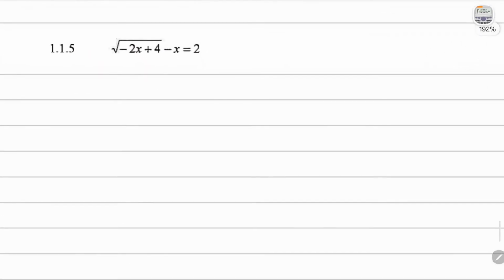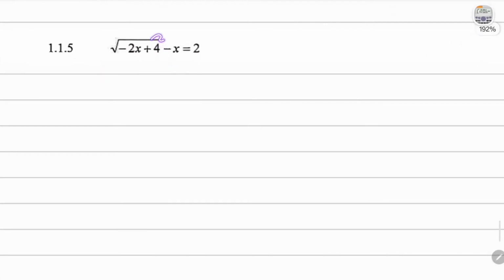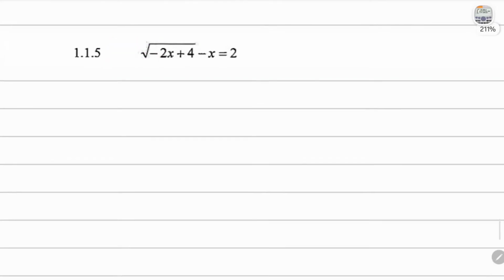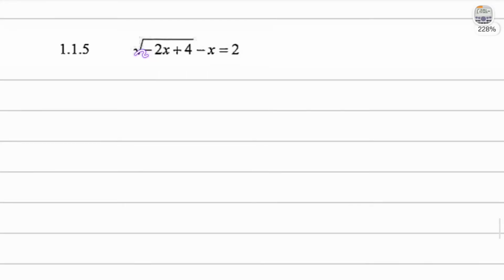Question 1.1.5, we are given an equation and you can see that there is a surd in this equation and we need to solve for x. Okay, so straight away we can see the major problem here would be this surd. We need to get rid of it. So the best way to get rid of this surd is to isolate it. Leave it on its own on one side and take whatever is not in the surd over. So negative x is going to go over.